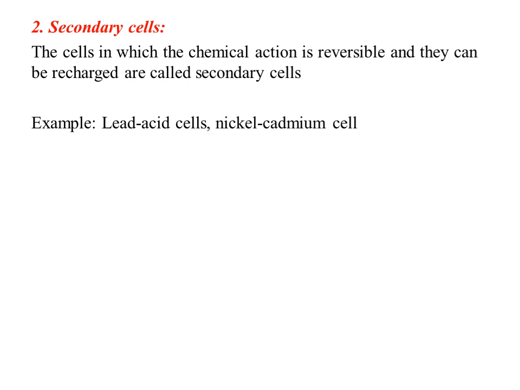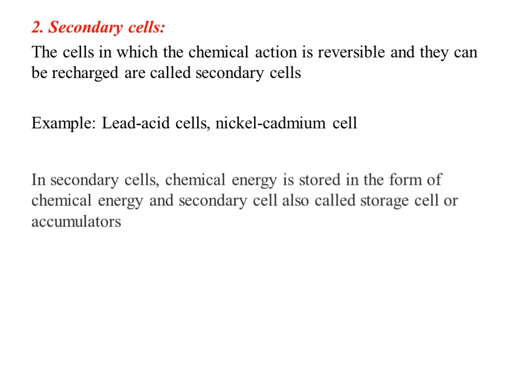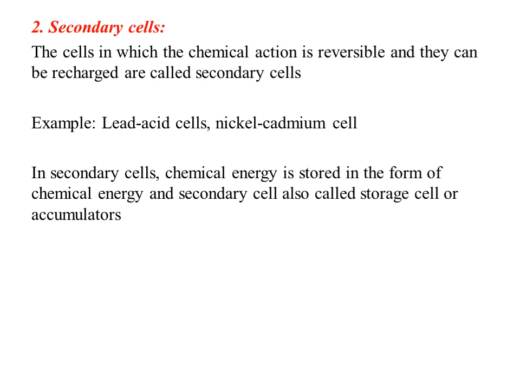In secondary cells, electrical energy is stored in the form of chemical energy, and the secondary cell is also called a storage cell or accumulator. When the cell discharges, it can be charged to regain its original charge state. Hence, these cells are also called rechargeable cells.